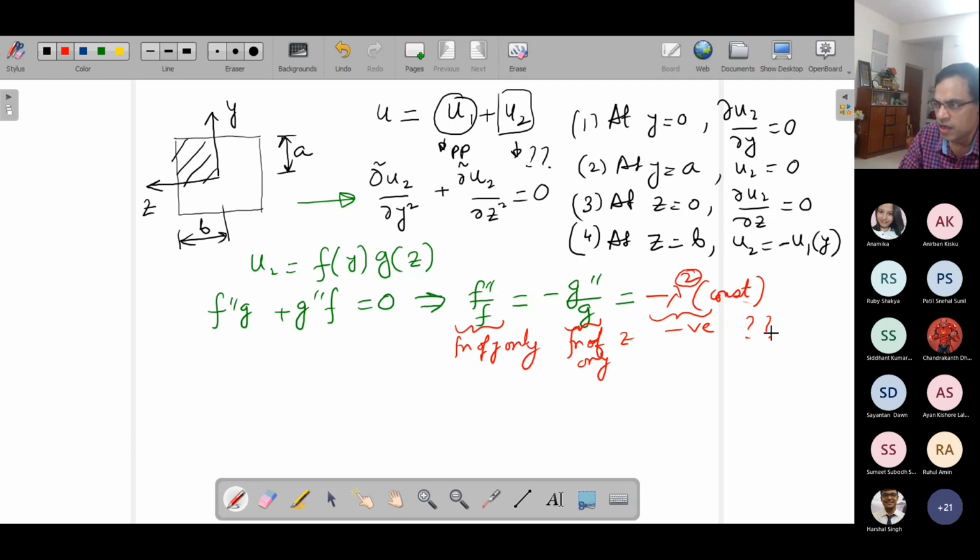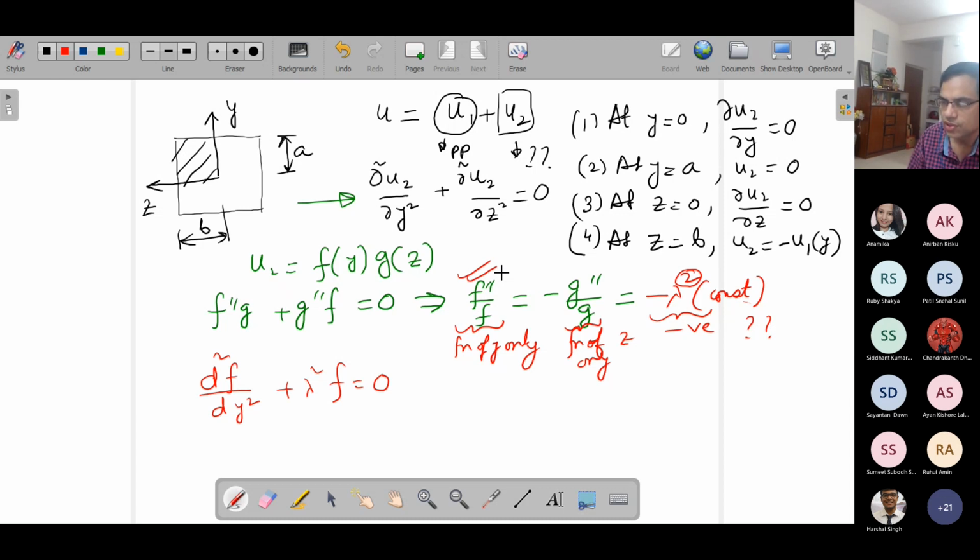So we start with solving f and then g. So we will start with f. So f double dash. So let us write this completely: d2f/dy2 plus lambda square f is equal to 0. This is the f equation.